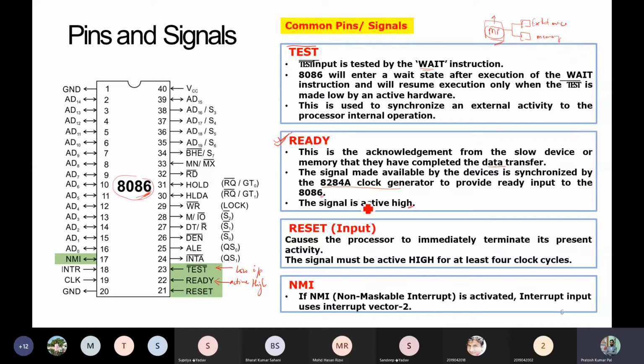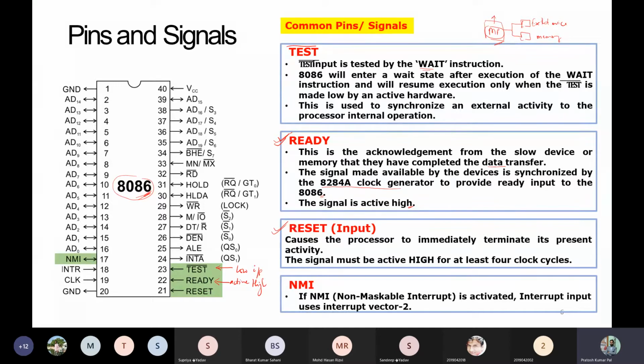Next one is the reset pin. This reset pin is usual, like the reset pins available in previous processors such as the 8086 or 8085. It will cause the processor to immediately terminate its present activity, and it will start from the zero address of the instruction pointer for executing the instructions.